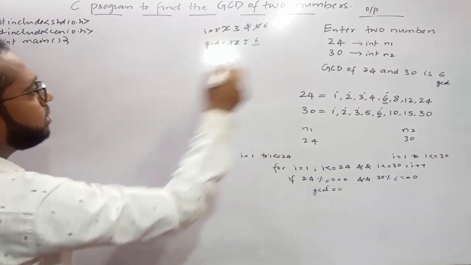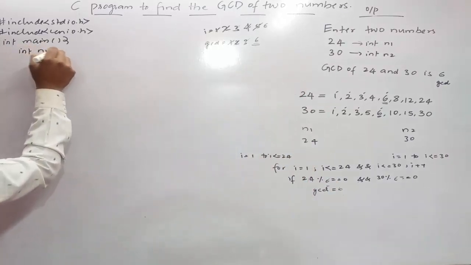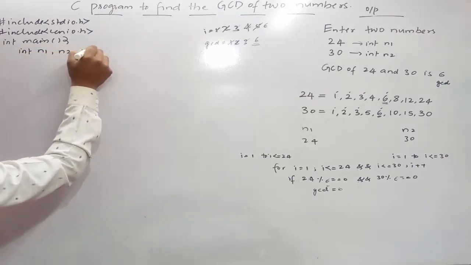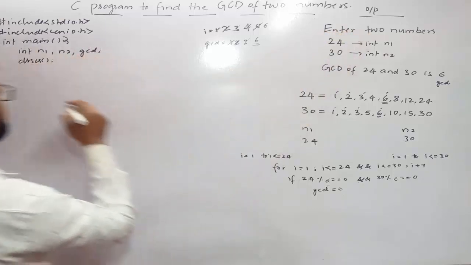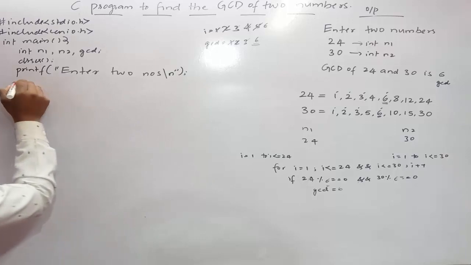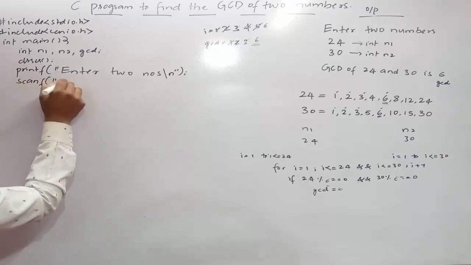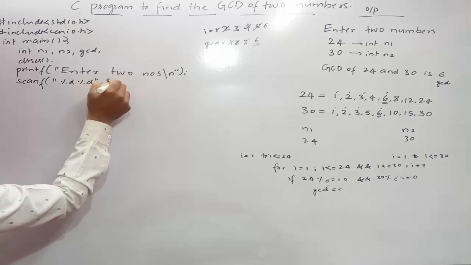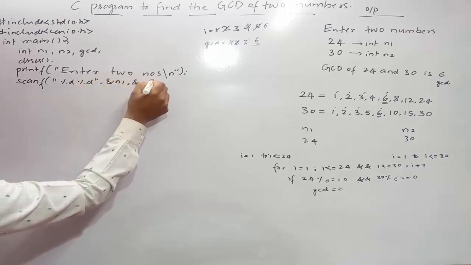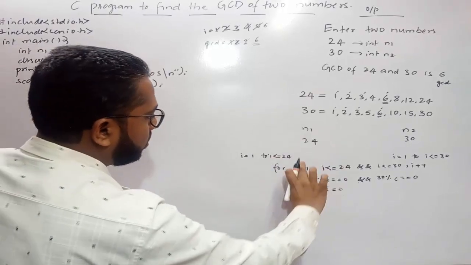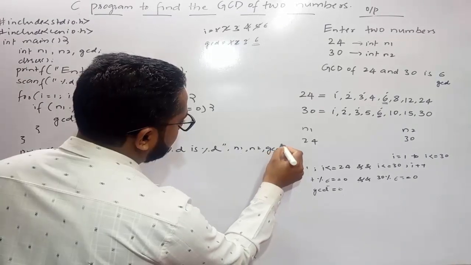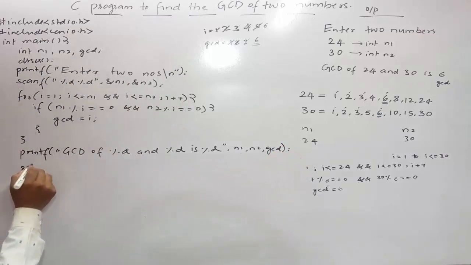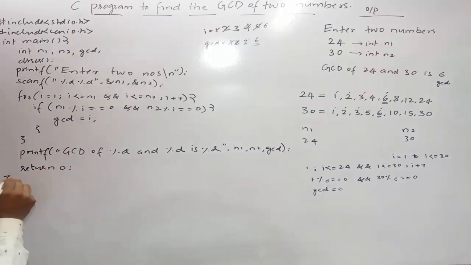Now we need to declare the variables: int n1, n2, then GCD, then clear screen. Then I need to ask this message to the user, enter two numbers, semicolon, then scanf %d &n1, &n2. Next I need to write this logic. Next I need to just print this value GCD, then return 0, and then close the bracket.